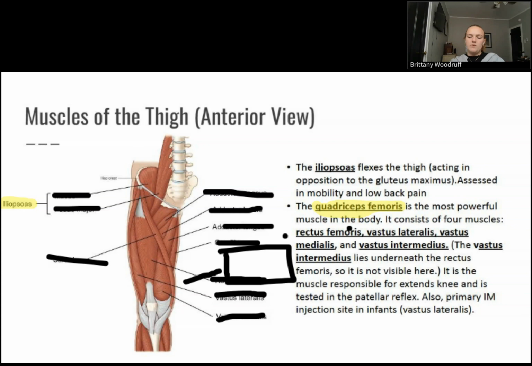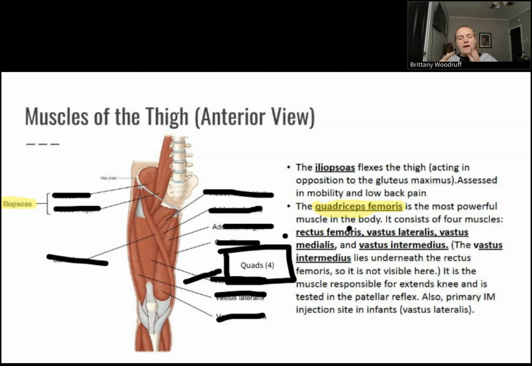And know that the quads have 4 muscles. It should be pretty straightforward because quad means 4. There are 2 reasons why they're clinically important. When you test the patellar reflex, the quadriceps are responsible for knee extension, like kicking your leg out. So the quadriceps are going to kick that knee out.